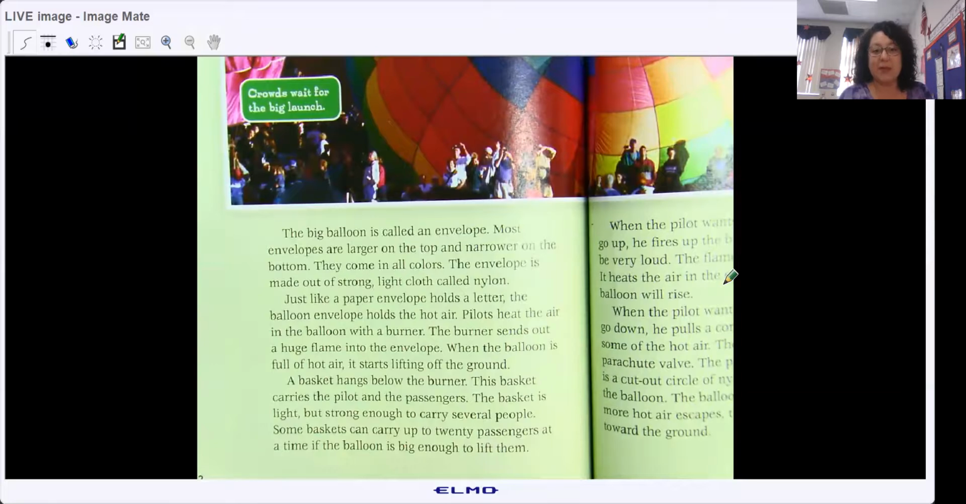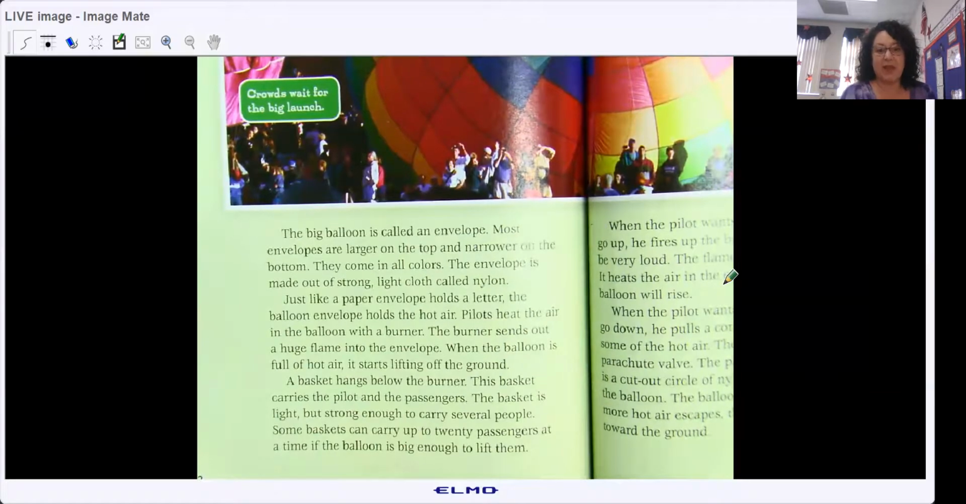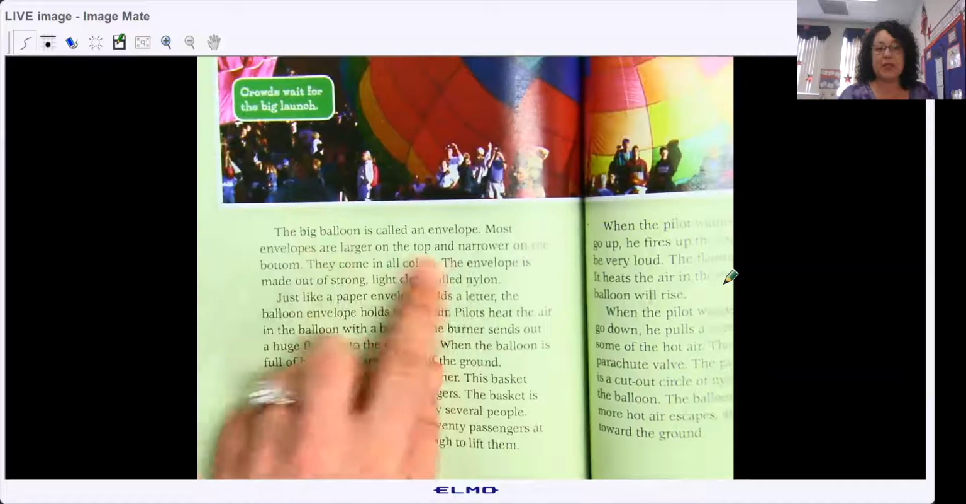Some baskets can carry up to 20 passengers at a time if the balloon is big enough to lift them. That's a lot of people in a basket under a hot air balloon. Scary. Okay, right away we found envelope, right? The big balloon is called an envelope.